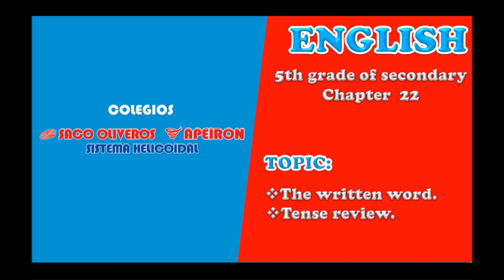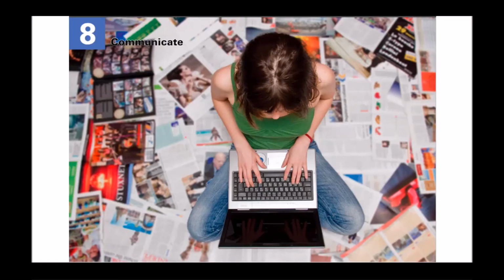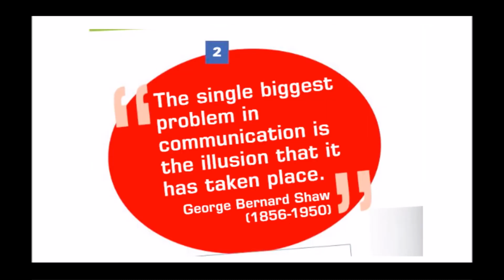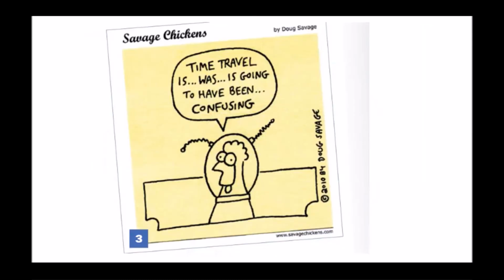This is chapter 22 for the 5th grade of secondary. The topic for this class is the written word, tense review. We're going to begin working on a new unit of our books, which is Unit 8, Communicate. Please open your books on page 124. This is the vocabulary section.